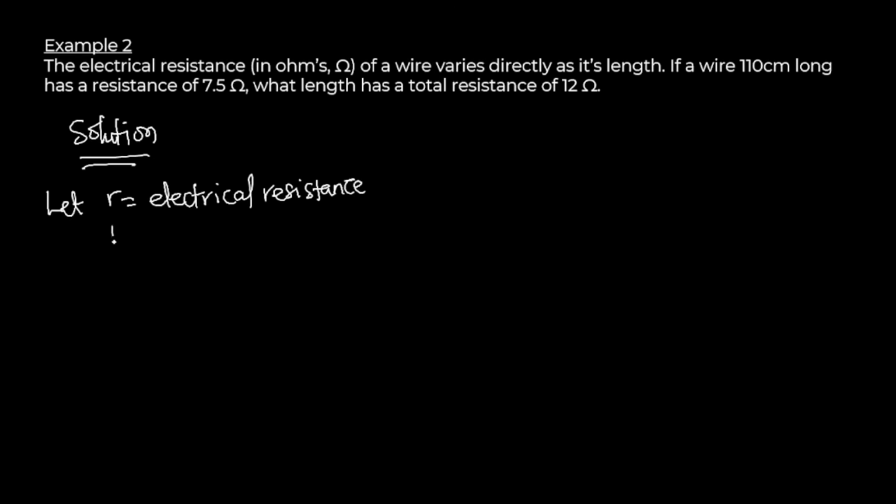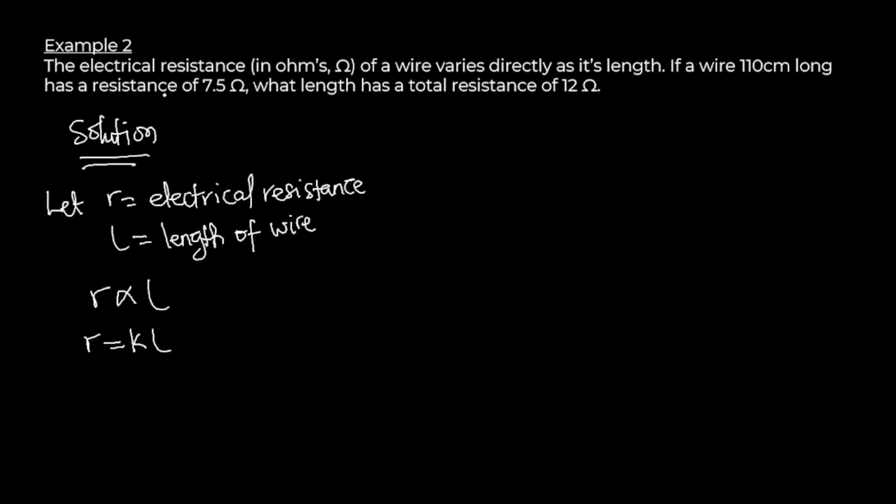In the same way, let small l be the length of the wire. Now that we have defined our quantities, let's look at the relationship between them. So we have the electrical resistance varies directly as the length. So we have R varies directly as the length. To remove the proportionality sign, we introduce a constant and hence the equation becomes R is equal to KL.